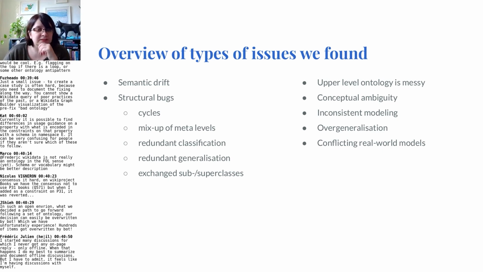And Kat is saying currently it's possible to find differences in usage guidelines on a property with what is encoded in the constraints on that property with a schema in namespace E. It can be very confusing for people if they aren't sure which of those to follow. Yeah, this is not good. It would be interesting to see an example of that, Kat, if you have one, so that we can find out what the cause of those differences was.